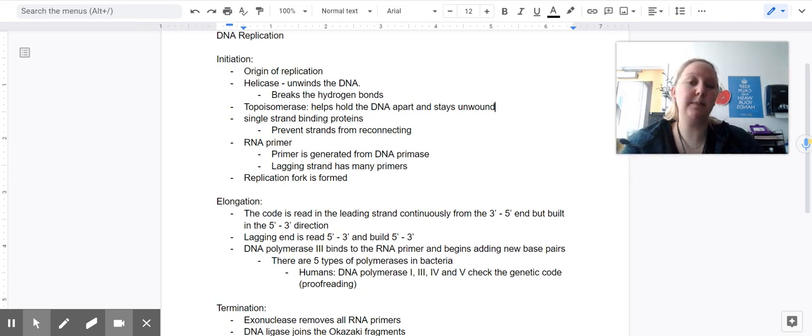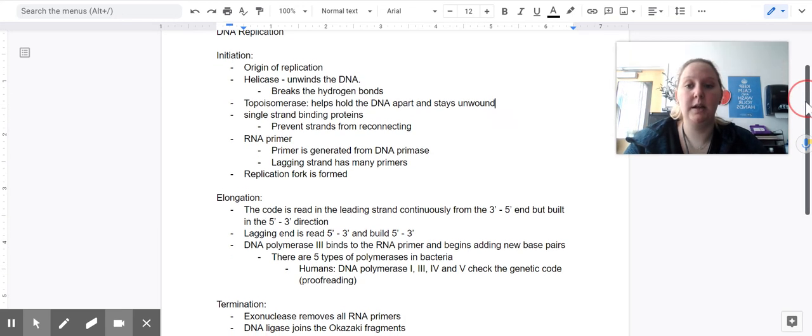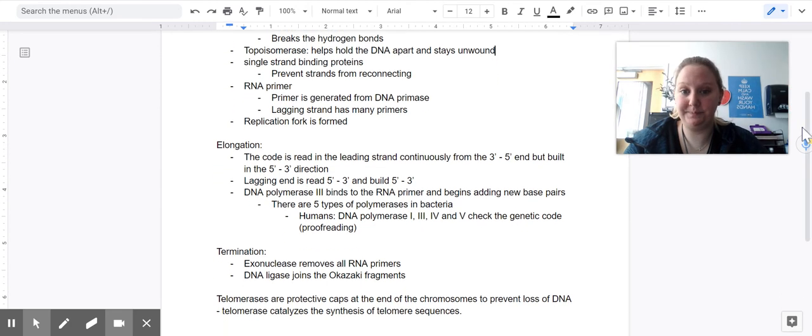We get single-stranded binding proteins that come in. These help prevent our two strands of DNA from reconnecting. Then an RNA primer comes in that's generated by DNA primase. The lagging strand has many primers as it is replicated in the opposite direction, and this completes the formation of the replication fork. Then we have elongation.